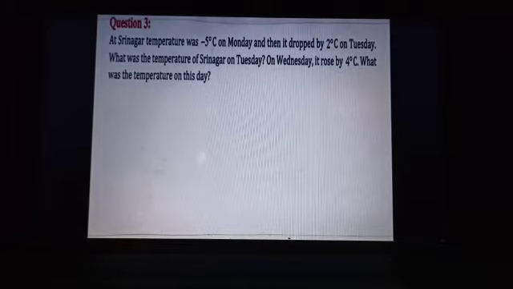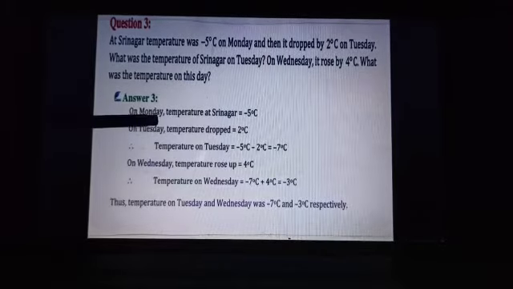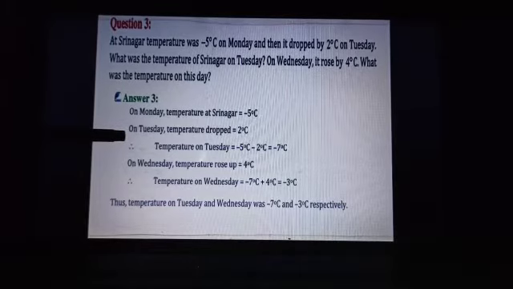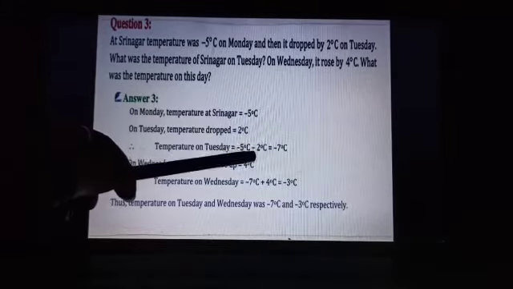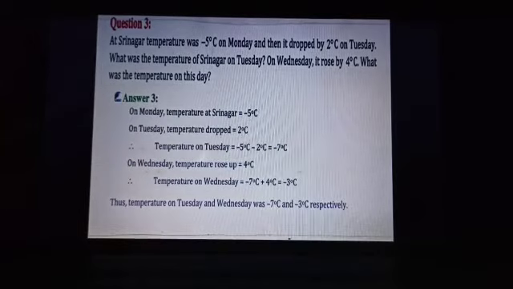So initially the temperature on Monday at Srinagar was minus 5 degrees Celsius, and on Tuesday you can see it got dropped by, or lowered by, 2 degrees Celsius. And I have told you students that when it is a case of dropped by, then you have to subtract. So therefore minus 5 minus 2, we are subtracting. Now minus 5 minus 2 will give you minus 7 degrees Celsius. So this will be the temperature on Tuesday at Srinagar.